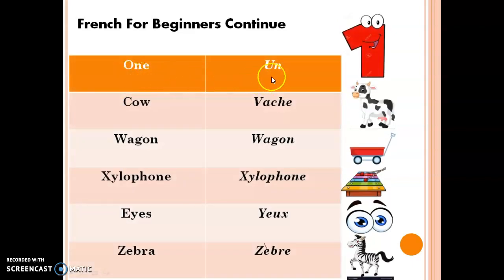One. U-N-E. Une. Cow. V-A-C-H-E. Vache. Wagon. W-A-G-O-N. Wagon.